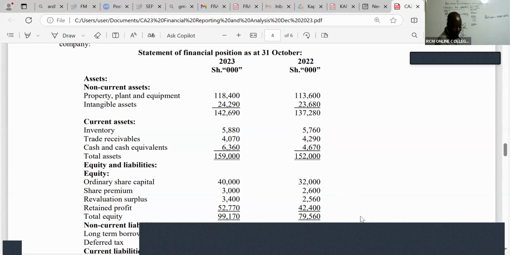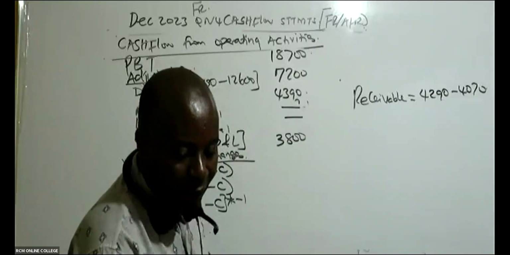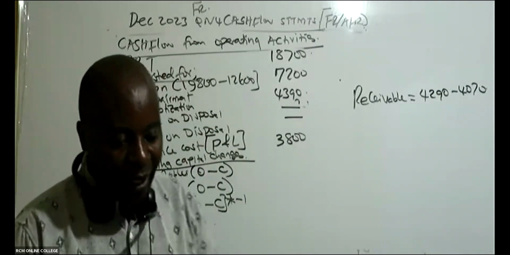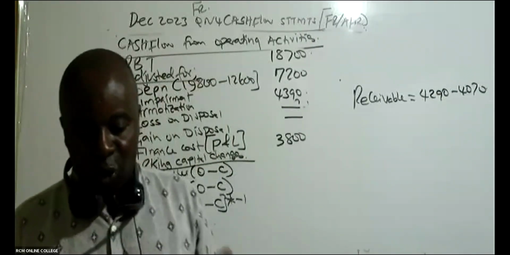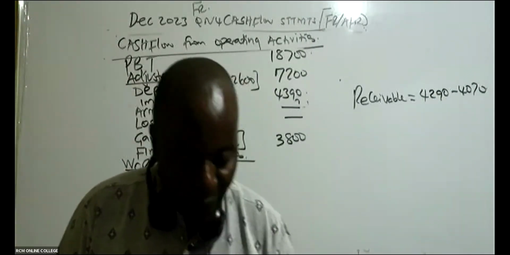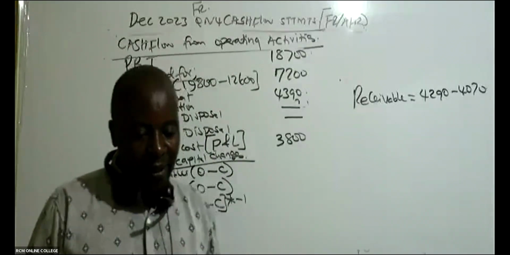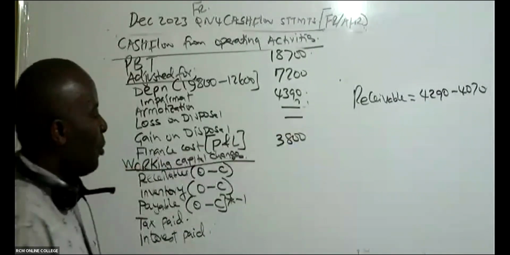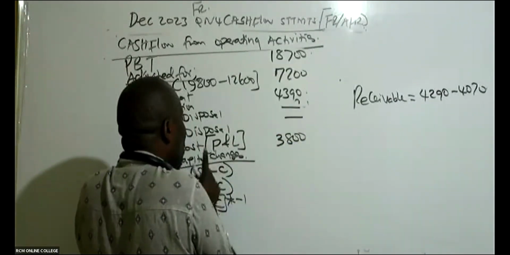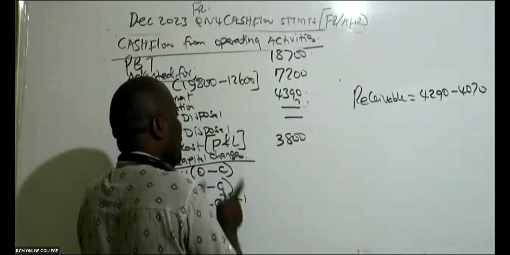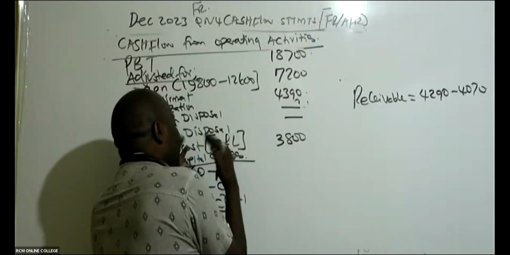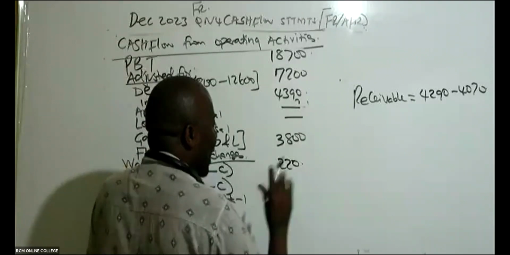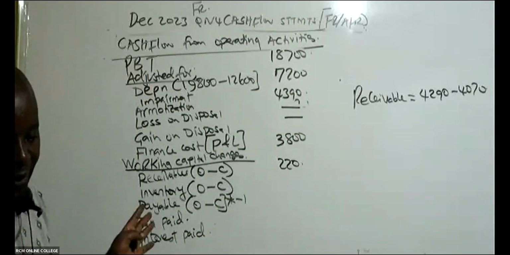The working capital change: what do we have there? Is it minus 220 or positive 220? It is positive, isn't it? So remember, when you use this concept of O minus C, you shall not be making an argument that receivables have increased. No, no. If you get positive, you write positive. As simple as that. 220 positive.